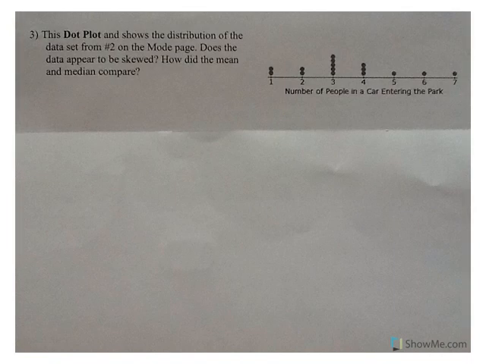Number 3, this dot plot shows the distribution of the data set from number 2 in the mode page. So if you watch the mode video, you calculated this information. Does the data appear to be skewed? Well, when you have a dot plot or a graph and you're not sure, find the tallest bar. Here's my tallest bar right here. If I go to the left, I've got 2 spots, 1, 2. But when I go to the right, I have 1, 2, 3, 4. Since I have more spots on the right, it's definitely skewed right. And that's how you can tell.